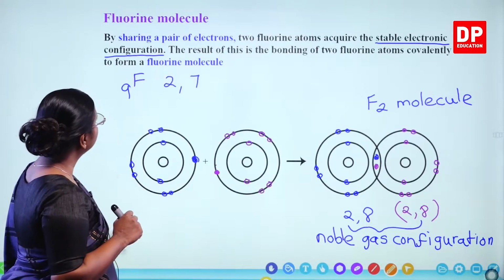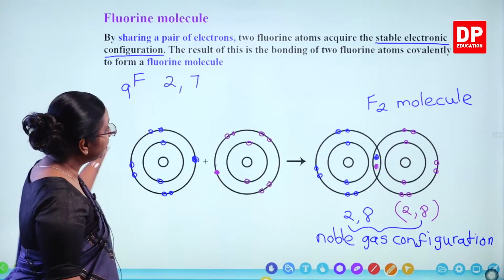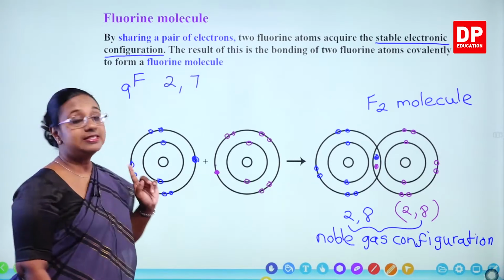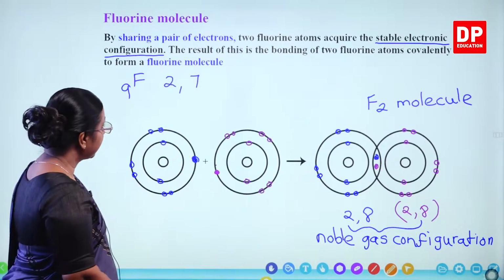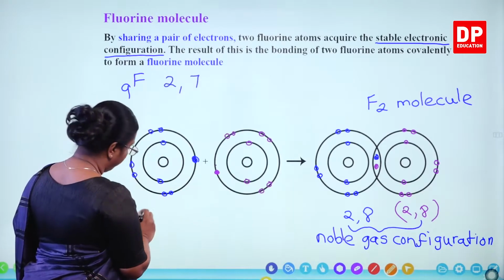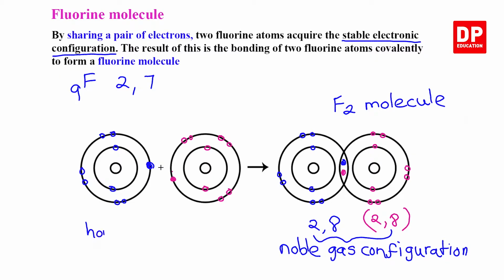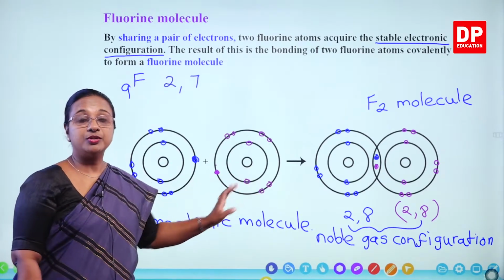So, with that, we will try to understand some other examples as well. So, is this first one, is it a homoatomic molecule or a heteroatomic molecule? These are homoatomic molecules. So, here it forms homoatomic molecules. Is that okay, students? So, with that, we will move on to the next slide.